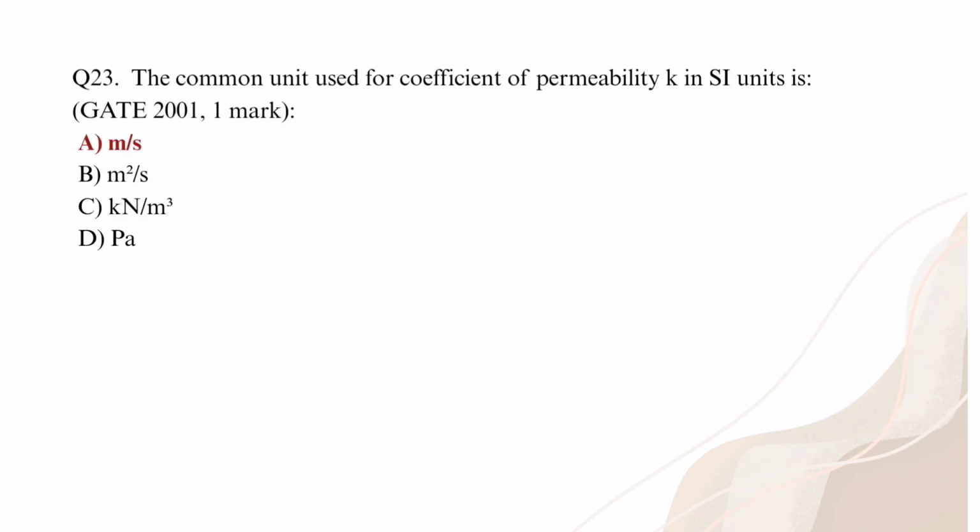As permeability has the dimensions of a velocity, and velocity has the unit of meter per second, the permeability has the unit meter per second. So option A is correct, that is meter per second. The common unit used for the coefficient of permeability K in the SI unit is meter per second.